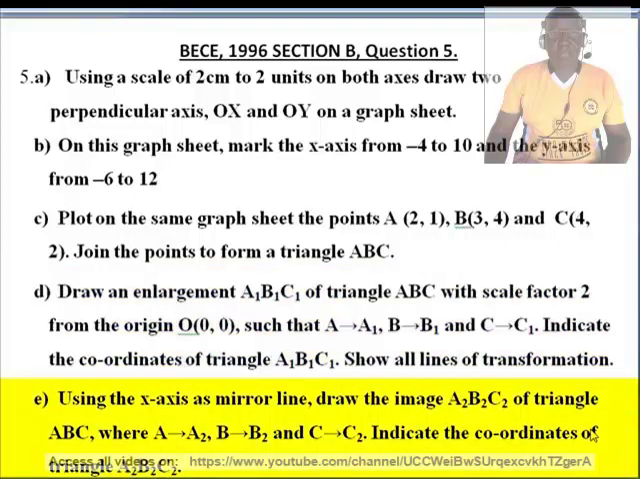5E. Using the x-axis as mirror line, draw the image A2, B2, C2 of triangle ABC, where A maps into A2, B maps into B2, and C maps into C2. Indicate the coordinates of triangle A2, B2, C2.